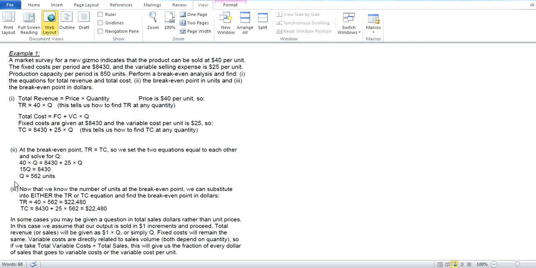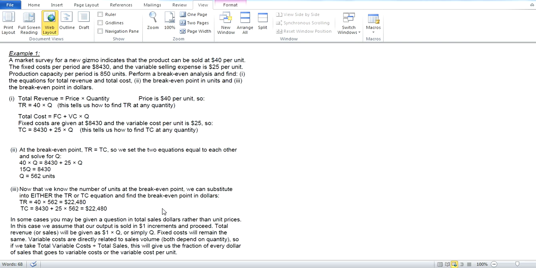Okay, now back to old school algebra. The 84.30 remains on the right. We need to move the 25 and the Q to the left side, and when you move it over, we subtract 25 from the 40 and end up with 15Q. Solving for Q means we take 8,430 and divide it by 15 to get 562 units. If we sell 562 units, we will have 0 profit.